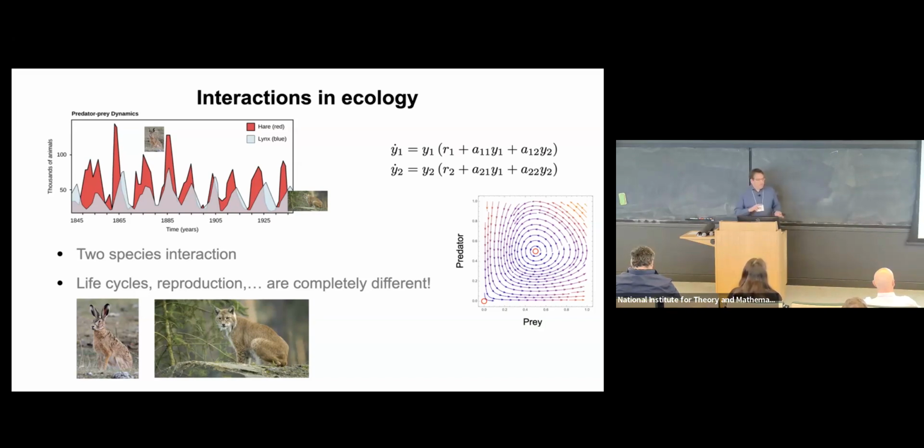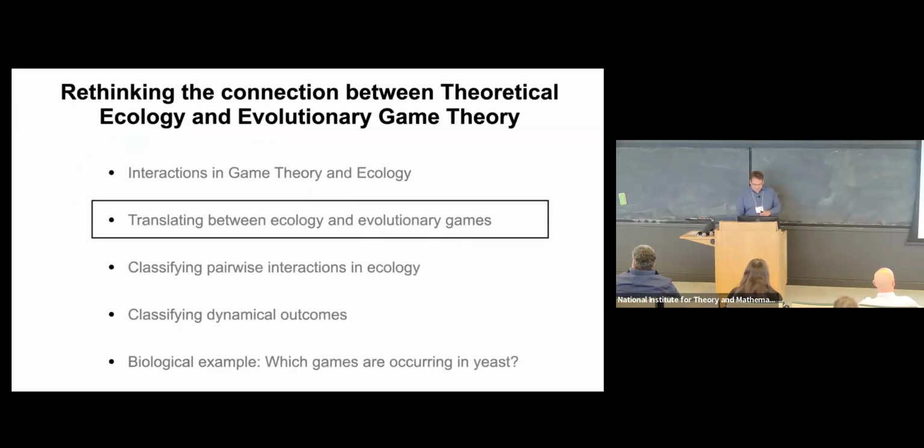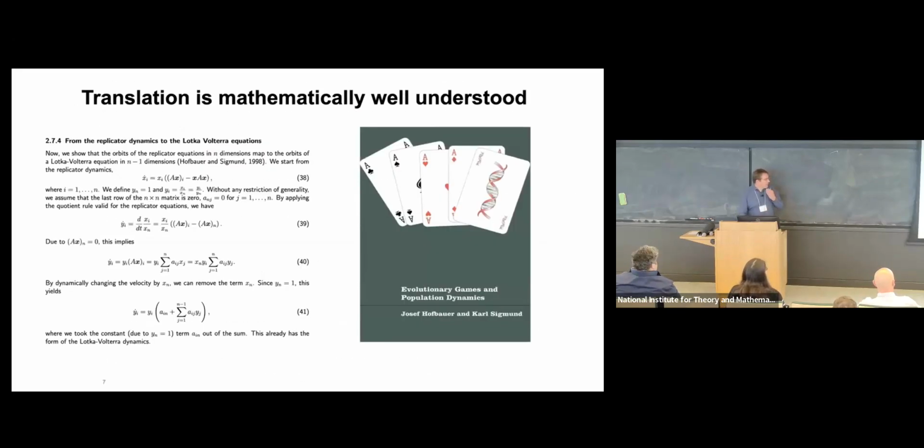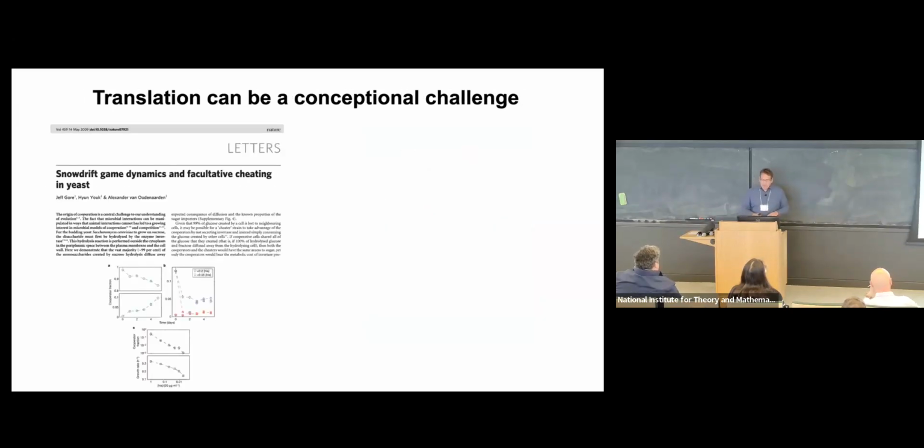And still, you can map one system to the other. This translation between the Lotka-Volterra equations and the replicator equation, or vice versa, is straightforward. It's all included in the book of Hofbauer and Sigmund. It was actually the motivation to write this book. Nothing is new. This is how I do this in my lecture. I will go into this in a little more detail in a moment. But this is very well understood. Conceptually, though, I think it's a problem.